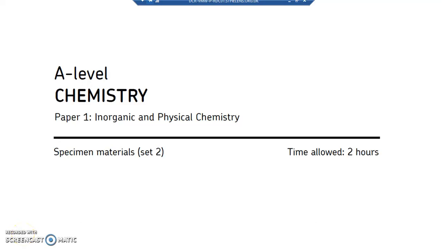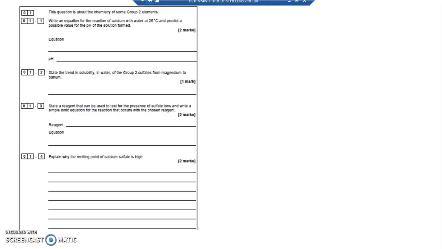A-Level Paper 1, Specimen Set 2. Group 2 elements. The chemistry of group 2 elements. Write an equation for the reaction between calcium with water at 25 degrees C. Predict a possible value for the pH of this solution formed.